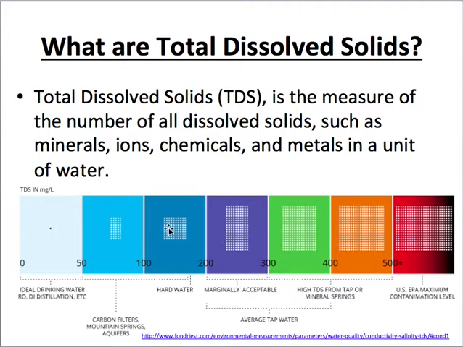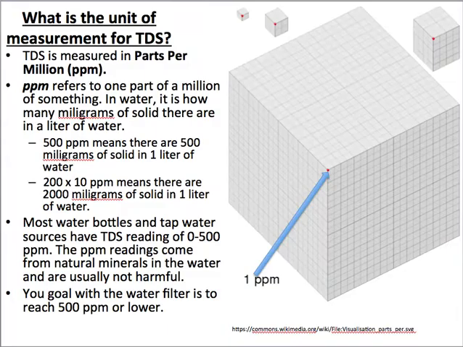Our average tap water is between 200 and 400. And then you can see here 500 plus is the US EPA maximum contamination level. So the EPA has determined that anything above a 500 TDS rating is not drinkable. So your goal is to get lower than 500, or at least 500. TDS is measured in parts per million, or ppm.